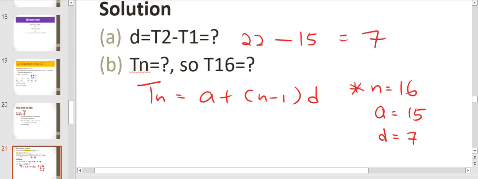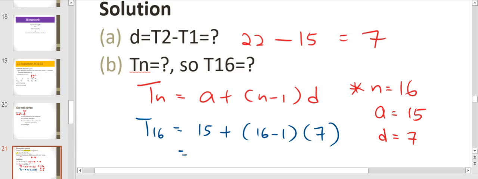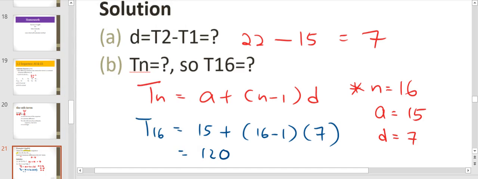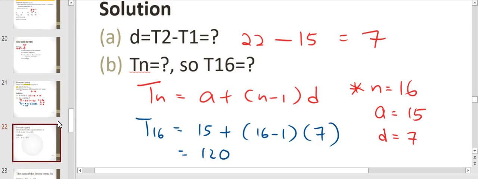Then substitute in. So you have T16 equals 15 plus 16 minus 1, times your d, which is 7. Just get your calculator and calculate it. 15 plus 15 multiplied by 7. What's your answer? 120. Just like that. So let's proceed.